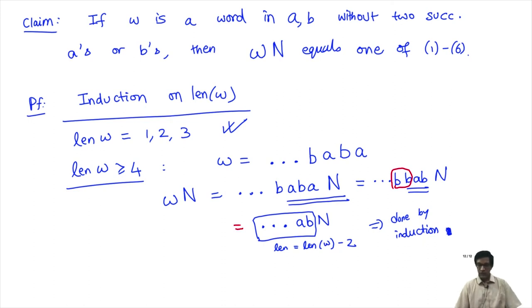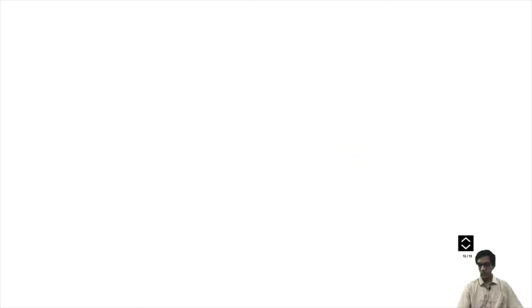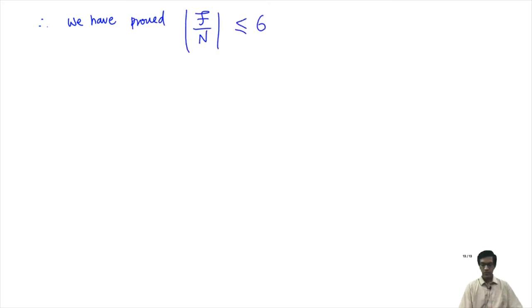So what does that mean? We have shown that any coset of any word has to coincide with one of these six cosets, 1 through 6, which means that our original claim was proved. Therefore, we have proved that F by N has at most 6 elements. And therefore, we have proved the original thing we set out to prove, and hence we've shown that the kernel of the original map was exactly the normal subgroup generated by just those three elements, those three relations.